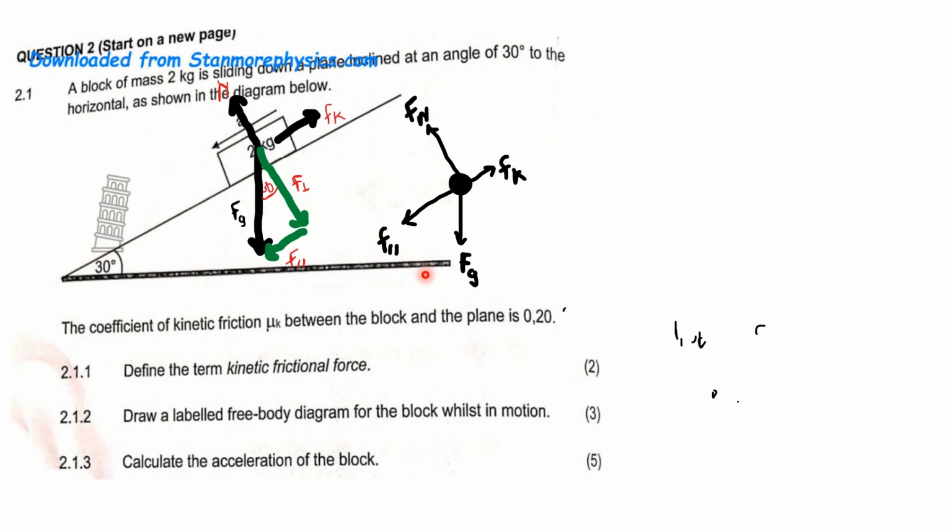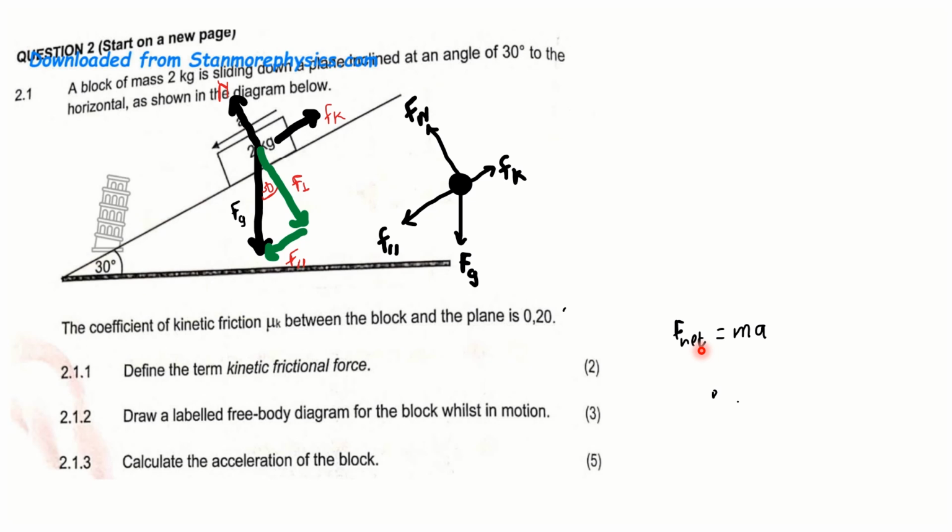Now, I want us to calculate the acceleration, right? Calculate the acceleration of the block, 2.1.3. We are done with the free body diagram. We are going to 2.1.3, whereby it says calculate the acceleration of the block. We know that F net is equal to ma. By the way, this formula is always provided at the back of the question paper. F net being equal to ma.